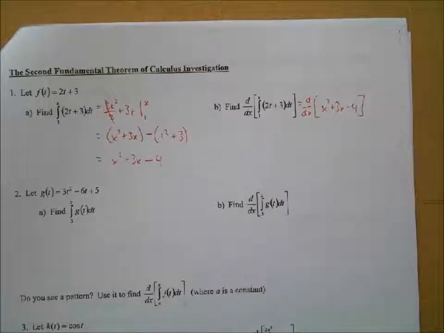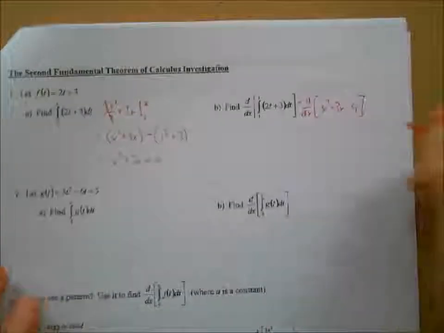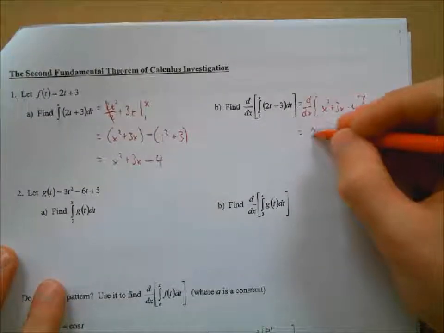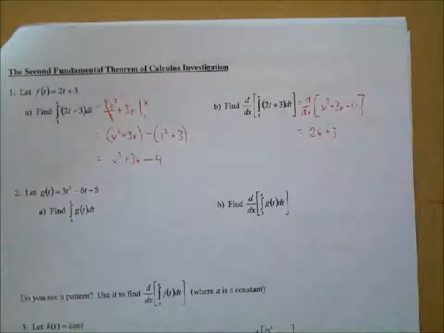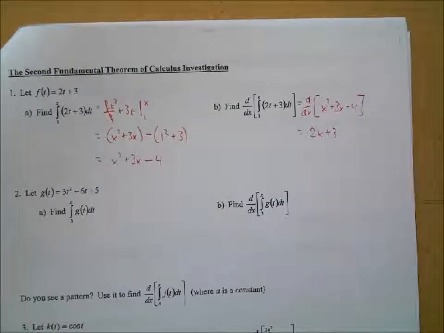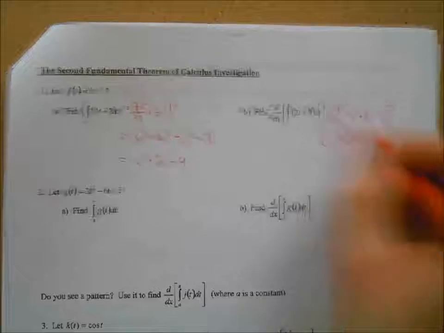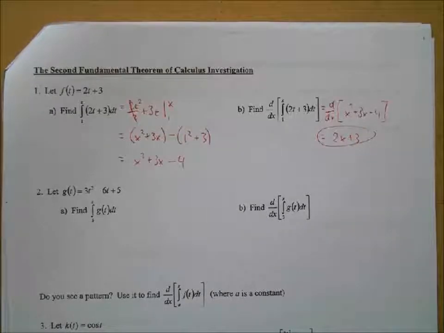Okay. And so when we take the derivative here, what do we end up with? 2x plus 3. Okay? So that is exactly what we're going to have you do. So go ahead, try number 2. Do what number 2 asks you to do.